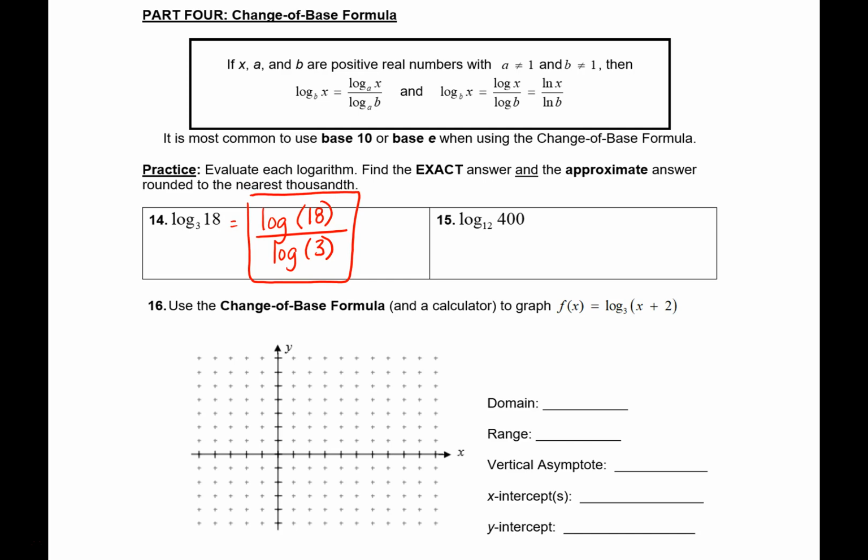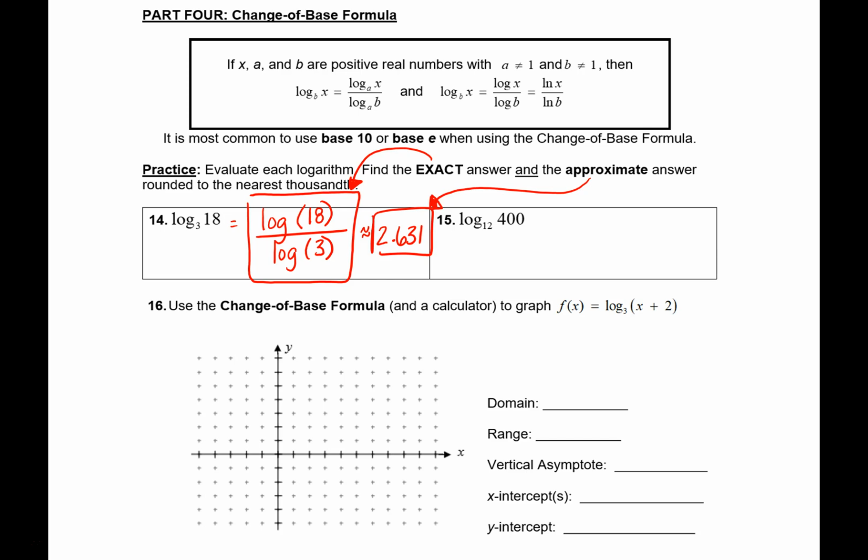Now in a calculator, if you put in log of 18 divided by log of 3, it's going to give you an approximation. I'm not going to go over to Desmos and do this. I'm just going to ask you to trust me that it's 2.631. That is our approximate answer. So we can get the exact answer with the change of base formula, or we can get the approximate answer by plugging that change of base exact answer in.